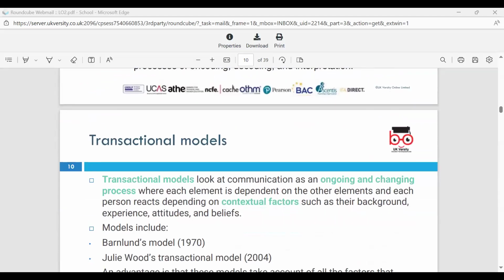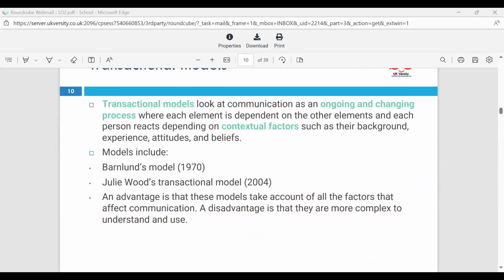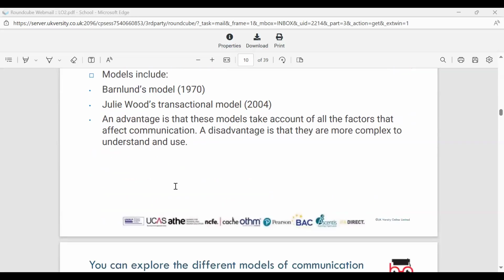The transactional model is another model that looks at communication, and it depicts communication as a dynamic, ongoing process. The participants involved are both the sender and the receiver, who continuously influence each other through continuous feedback and message exchange. Unlike the linear model, this model highlights how communication shapes the participants, who co-create meaning and build relationships. So all these models are different, and they have their advantages and disadvantages as well.